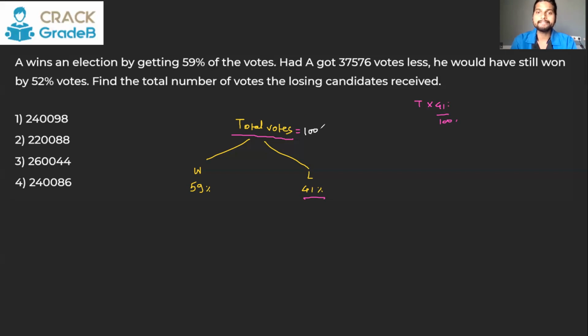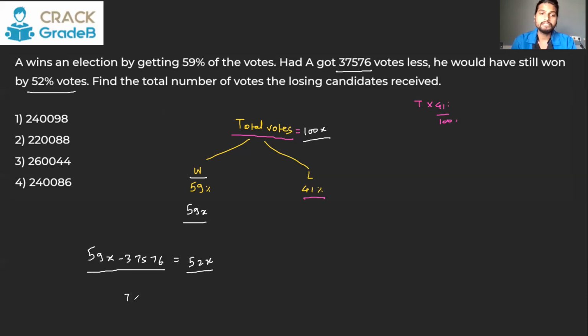If I say the total votes are 100x, out of which the winner is receiving 59%, means 59x. But it now says, had he received these many votes less, that means if you decrease these many votes from his existing votes, so 59x minus 37576, now the number of votes that he is getting is 52%. Because it says he still won, that means he still got 52% votes. So these votes are 52% of the total, that is 52x. And then you can just make the equation that gets us 7x is equal to 37576.